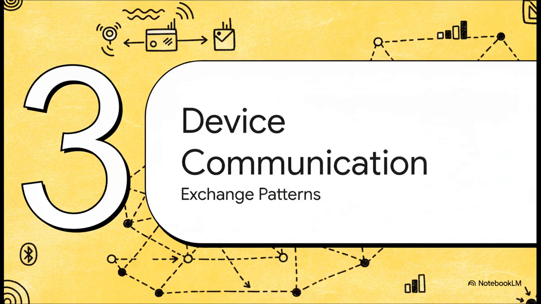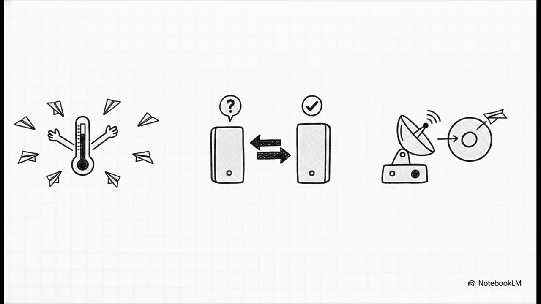All right, Section 3, how IoT devices communicate. We know the physical layers now, but how do these devices actually talk to each other across the network? Well, devices don't just blindly yell over each other. They use specific exchange patterns based on what they need to do.